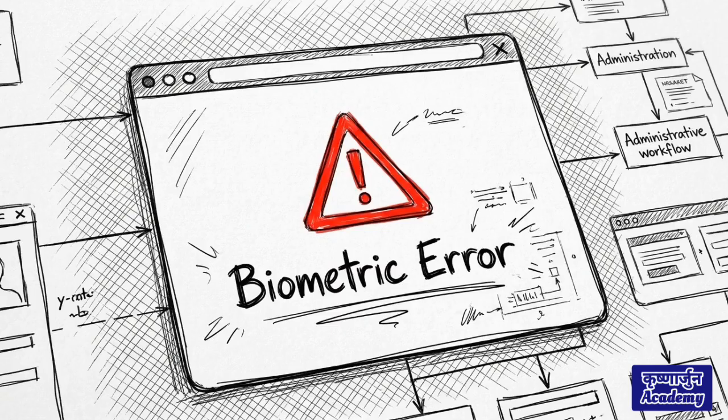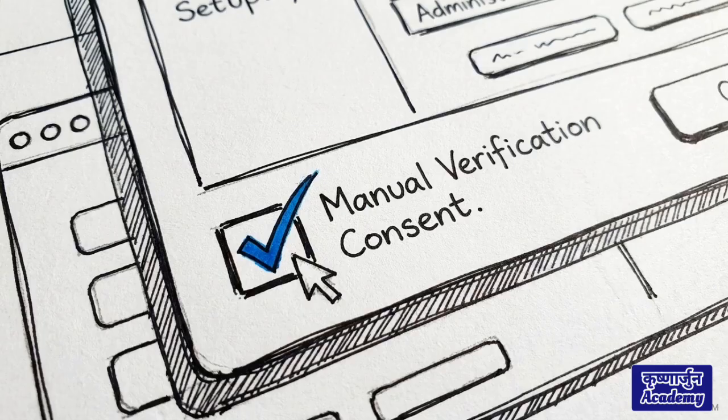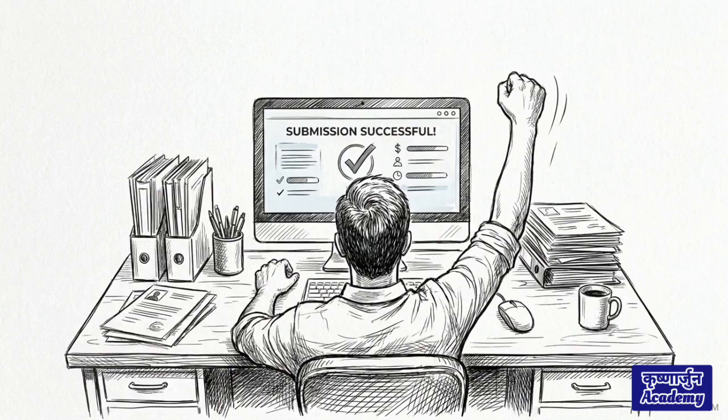If you receive a face mismatch error, do not abandon your application. The system provides a bypass. Click this manual consent box, agreeing to provide proof of identity later if questioned. The NTA anticipates this algorithmic failure. By checking the consent override, you bypass the glitch and proceed with the submission.